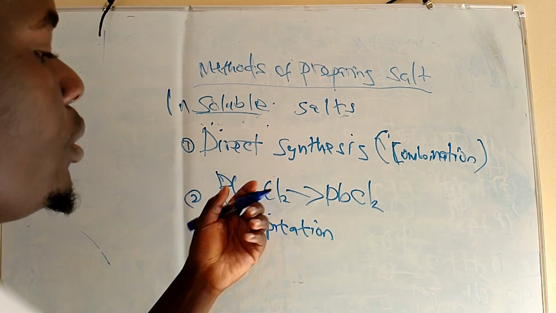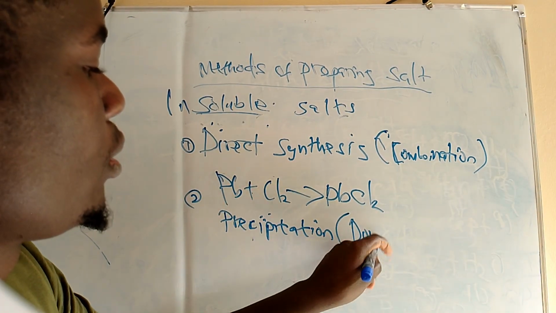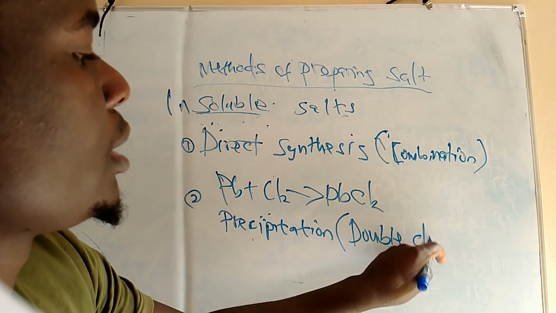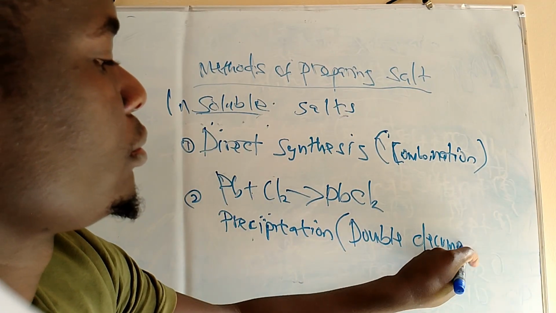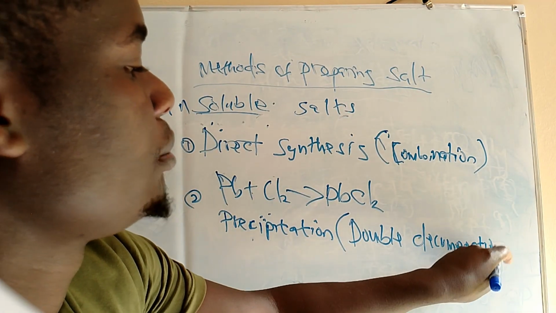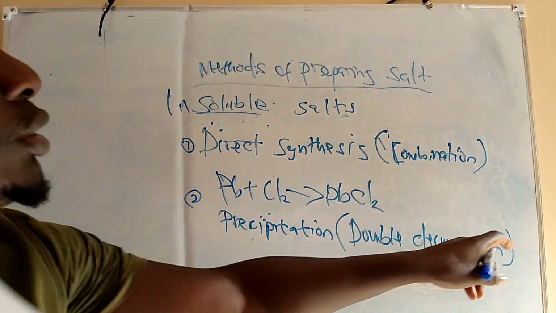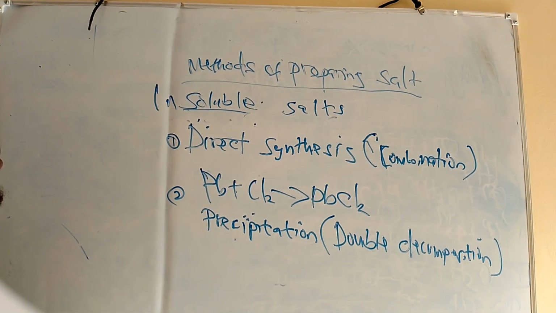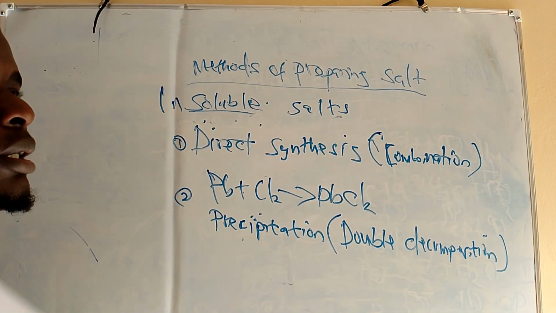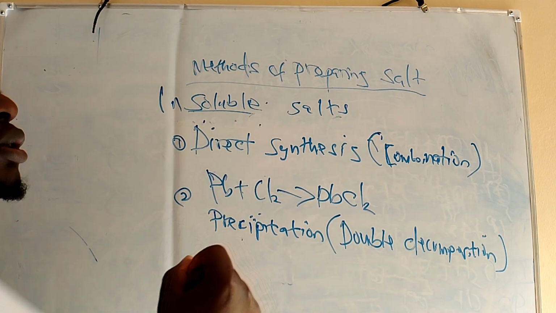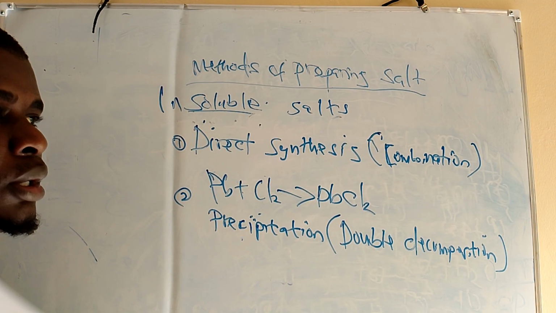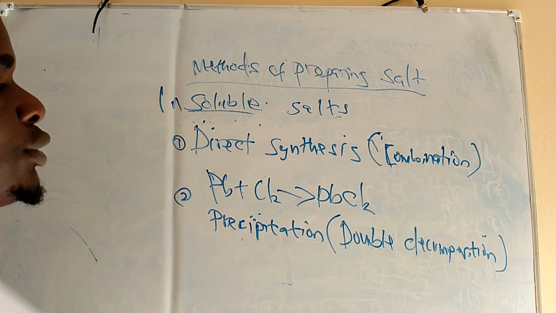Or we call it double decomposition. We have precipitation or double decomposition. Precipitation reactions are those reactions where we take two soluble salts, we react them to give us one insoluble salt and the other soluble salt.